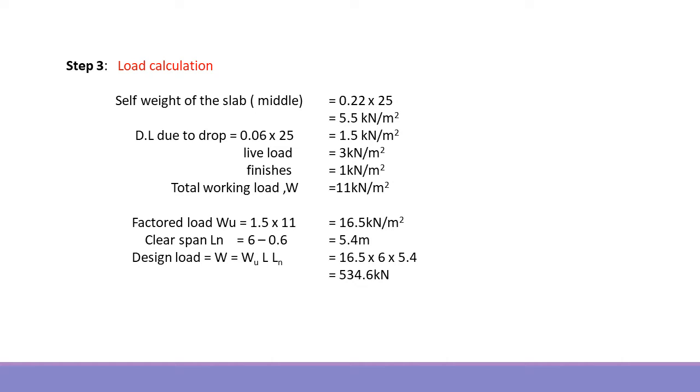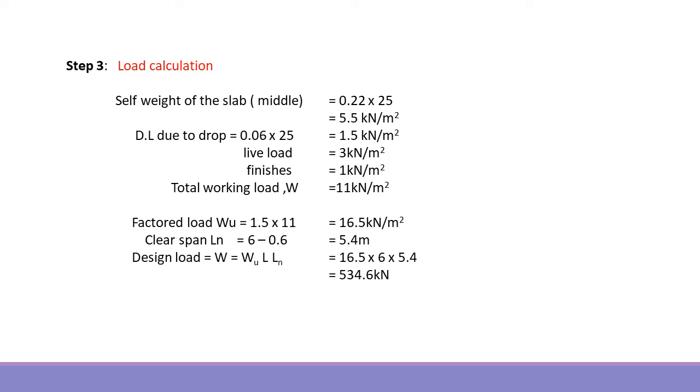Okay, then dead load due to drop panel. The size of the drop panel is 60 mm, so it will be converted into 0.06 meter. The live load is equal to 3 kN per meter square. It will be given in our question. Then the floor finish is equal to 1 kN per meter square.